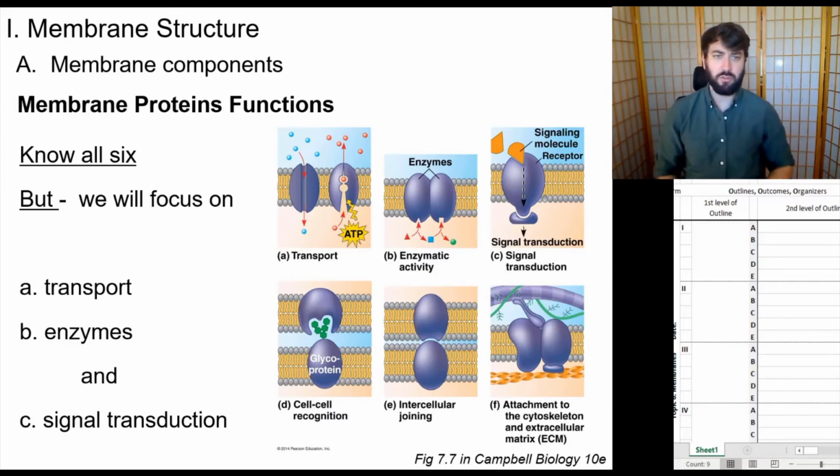Anyway, they also serve as, D down here, cell-to-cell recognition. In other words, one cell being able to correctly identify another cell. To be clear though, cell-to-cell recognition is a product of a glycoprotein, not just a protein. So you have a glycoprotein on one cell and another kind of membrane protein on the other cell. We'll get more to that in a second here.